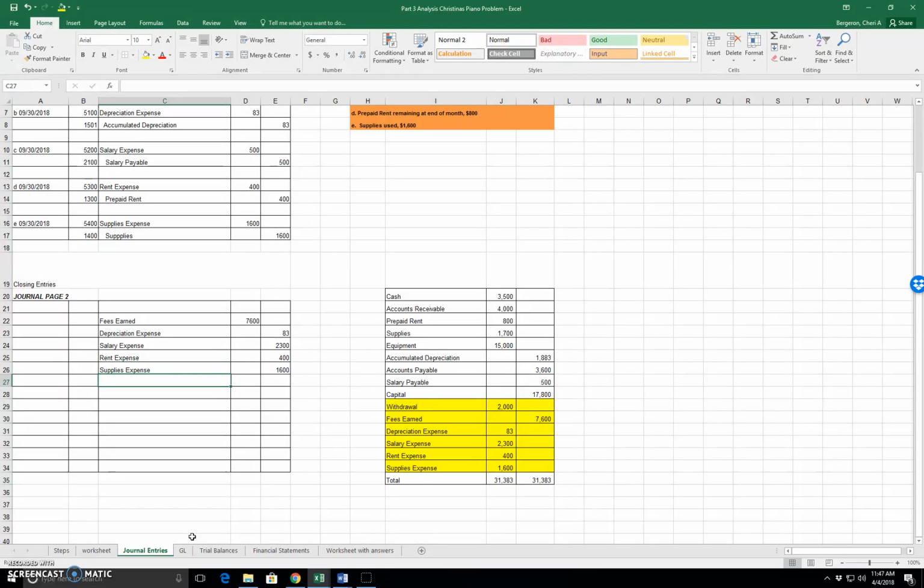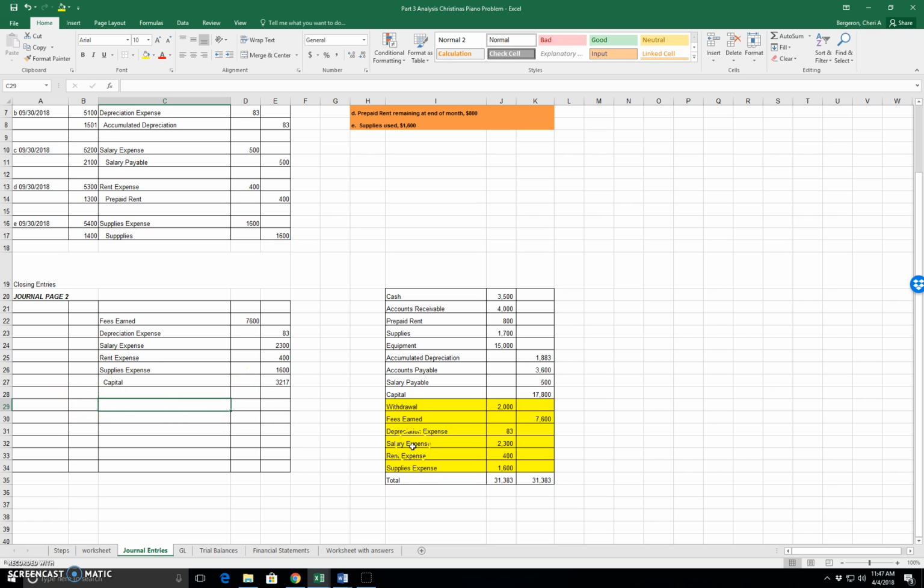So the net of all of those needs to close to capital. If I say $7,600 minus each of those expenses, I can find out how much I need to close to capital. So the balance is $3,217, and that's going to go to capital. There'll be a credit to capital because closing net income should increase my capital. If it was a net loss, I would require a debit.